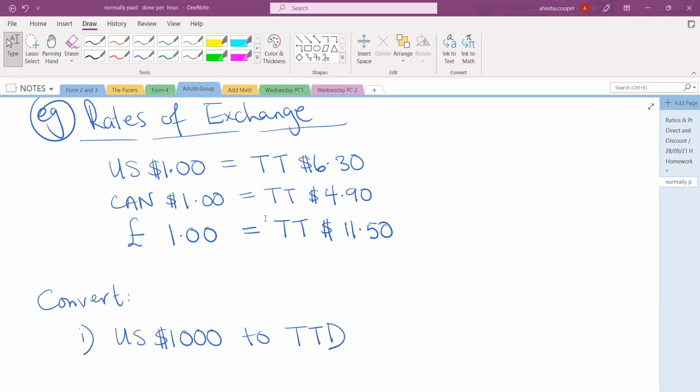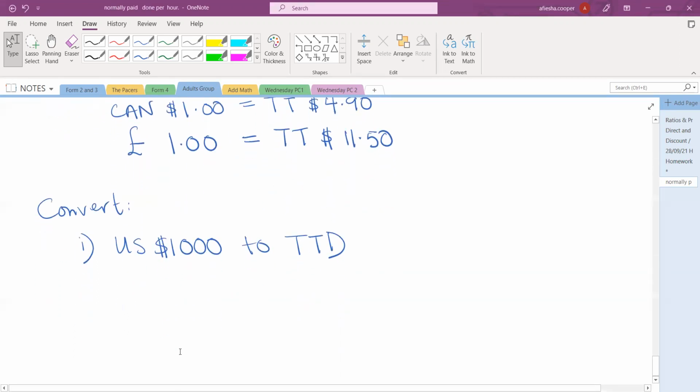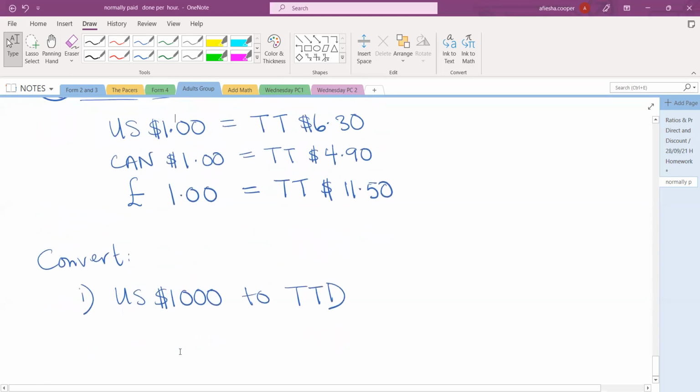So we have some rates of exchange on the screen, right? We have $1 is equivalent to $6.30 CT. $1 is equal to $4.90 CT. £1, or British pound, is equal to $11.50 CT. So they are going to give you the rates, right? And then they are going to ask you to manipulate and convert. So first question is to convert US 1,000 to CT.